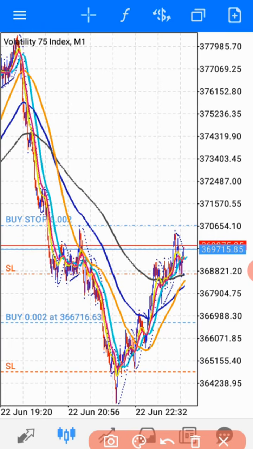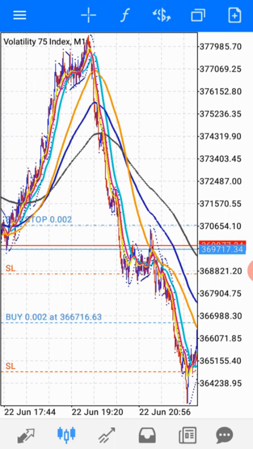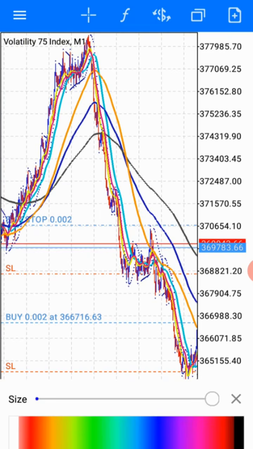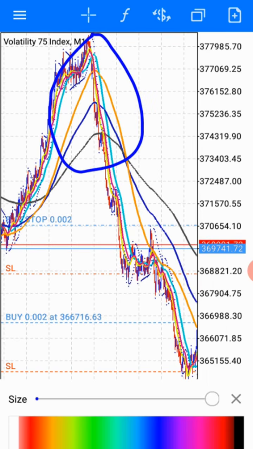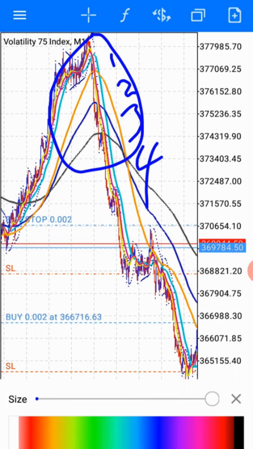Okay, so now let's do our back testing. I've already mentioned this one. So we saw what happened there. So we saw what happened here. 1, 2, 3, 4. Are you getting me? So the fourth one is where it crossed, and we have a long ride.